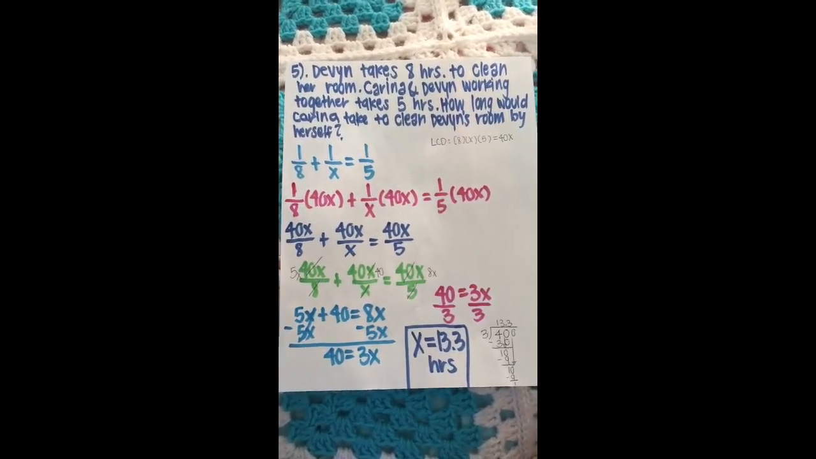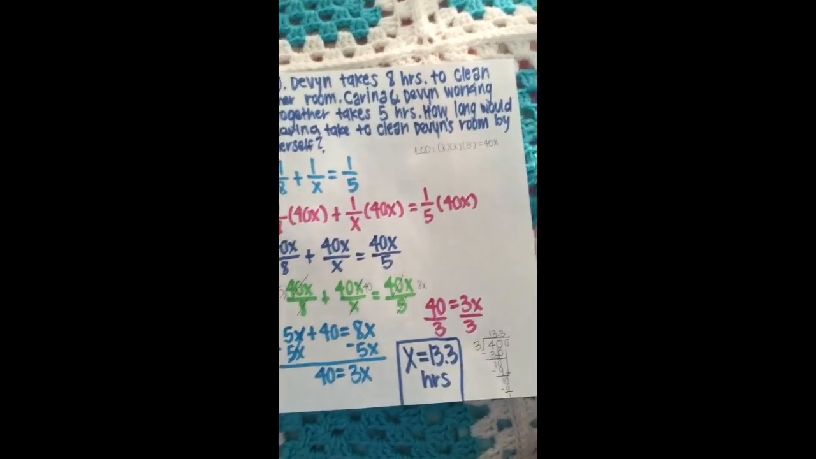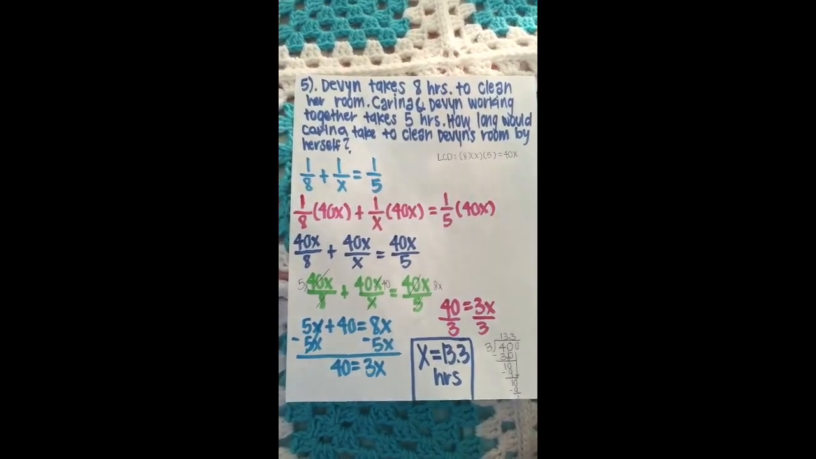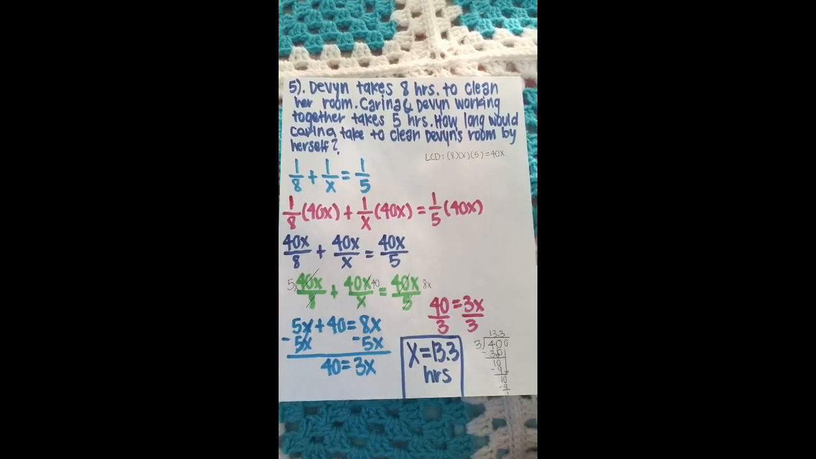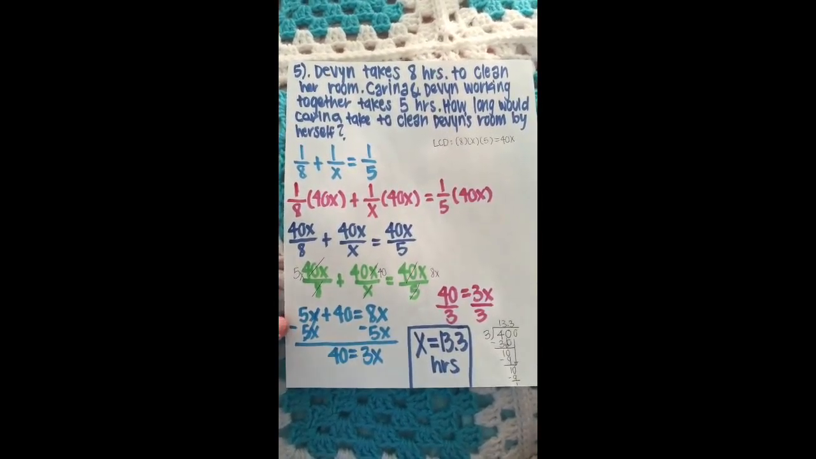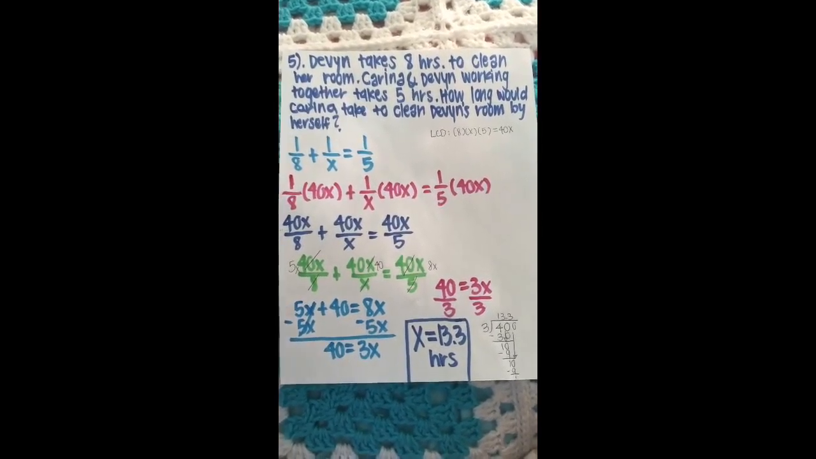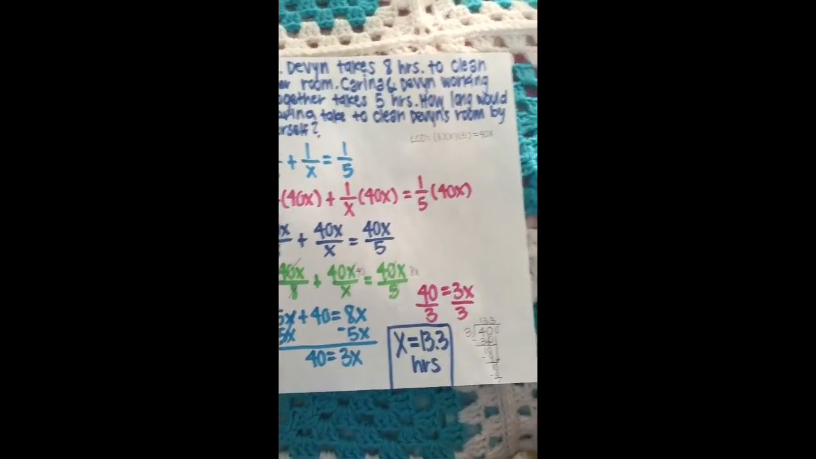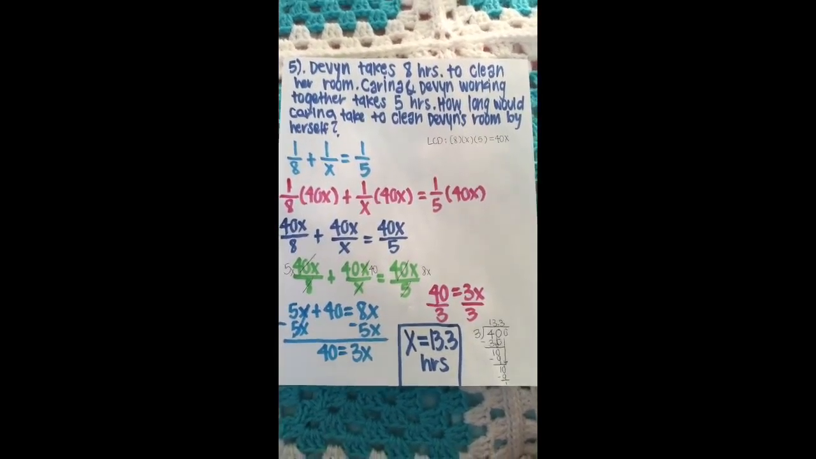Then you're going to replace the 40x into the numerator, and then you'll have 40x over 8 plus 40x over x equals 40x over 5. Then you're gonna factor that, and you'll get 5x plus 40 equals 8x. Then you're going to get the x alone, and you'll get 40 equals 3x. And then you're going to divide 40 over 3, and you end up with 13.3 hours.